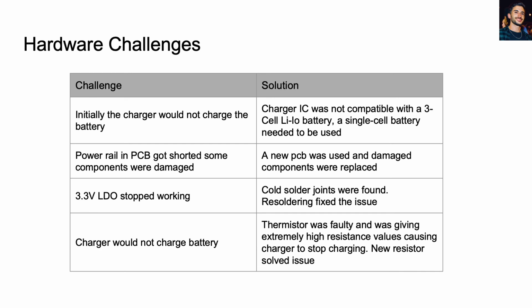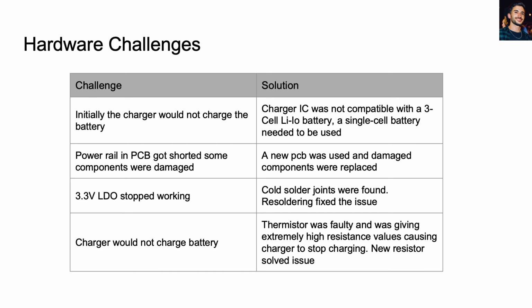The next problem we ran into was the power rail in the PCB got shorted and some of the components were damaged. A new PCB had to be used and the damaged components had to be replaced. Another problem we ran into was the 3.3 volt LDO stopped outputting the 3.3 volts. After troubleshooting the board, we found that cold solder joints were the issue, and after reheating, this fixed the issue.